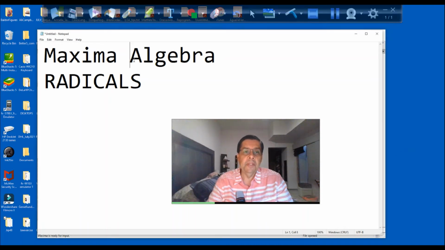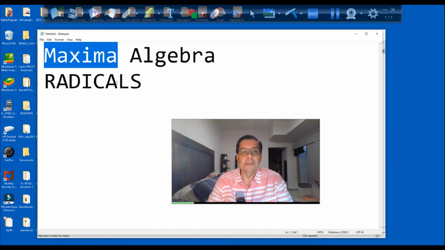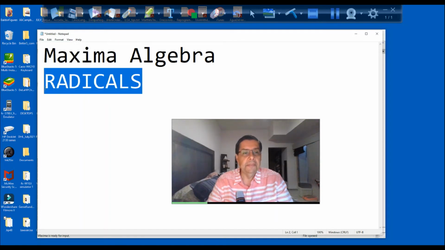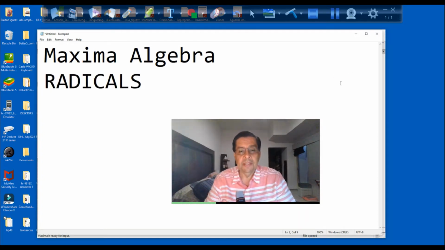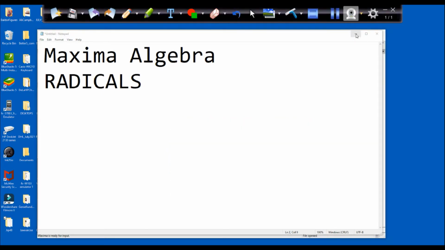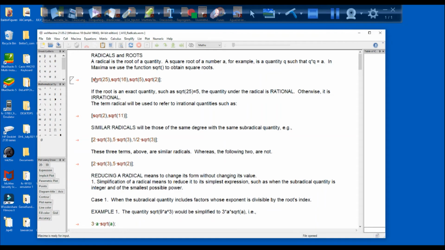In the present video, we're going to continue talking about algebra with Maxima, and we're going to talk about radicals. Basically, this means square roots, because higher order radicals are more complex, and so there's plenty of interesting stuff about square roots that we're going to do. We're going to start with those.